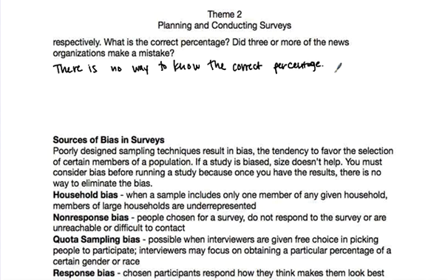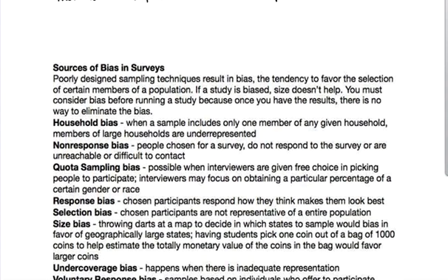All right, sources of bias in surveys. Poorly designed sampling techniques result in bias, the tendency to favor the selection of certain members of the population. If a study is biased, size doesn't help. It doesn't matter how many people you have in your survey. There's no way, if it's biased, that you can get any valuable information. You have to consider bias before you run a study, because once you have the results, there's no way that you can then eliminate the bias from the results.